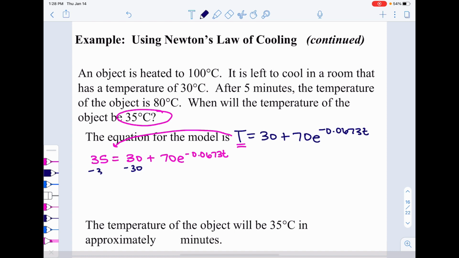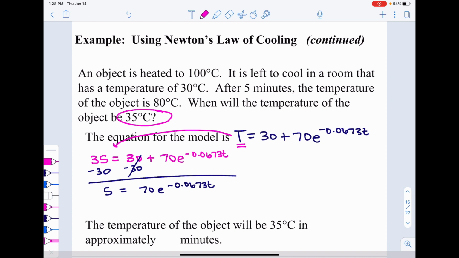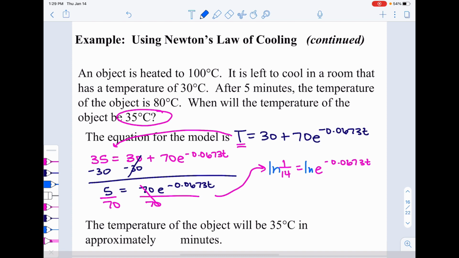Subtract your 30. We'd have 5 is equal to 70e to the negative 0.0673t. Get rid of the 70 by dividing. You can keep it as a 5 over 70, or if you want to simplify it down, it makes a 1 over 14, is equal to our e to the negative 0.0673t. Natural log of each side, to end up then canceling this out.